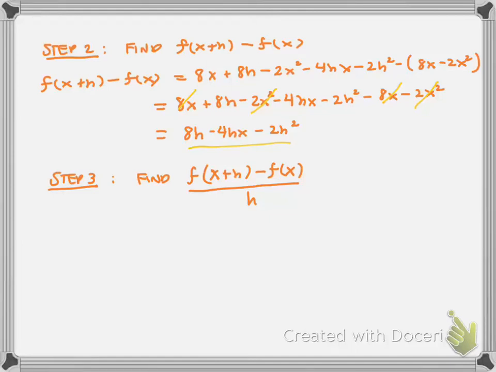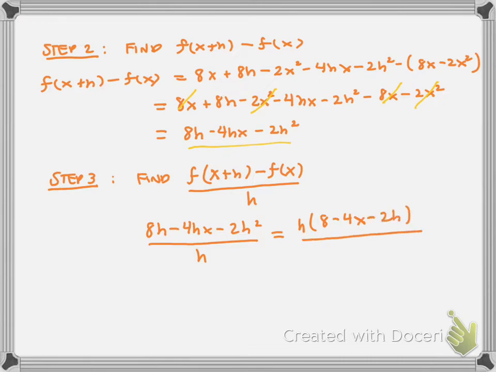All right, welcome back. And so here we have what was in step two, our final answer from step two, all over h. And what you see is we can factor an h out in the numerator. We'll be left with 8 minus 4x minus 2h all over h. And then we have h over h, which will become a 1. And so our final answer here is 8 minus 4x minus 2h.